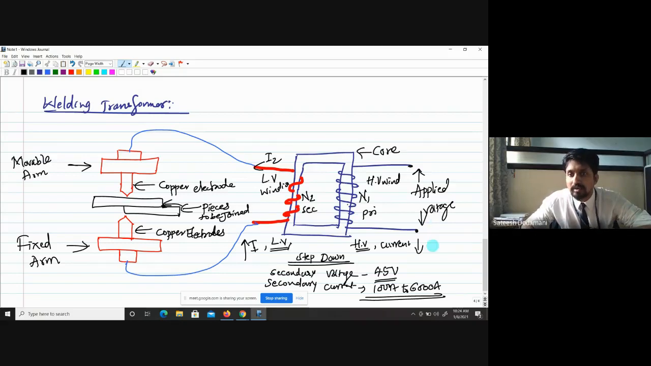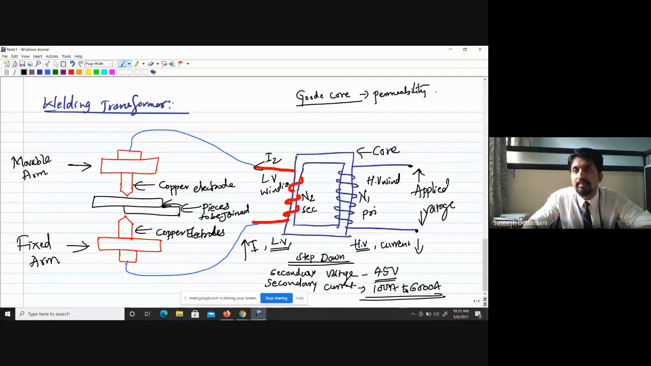Now, from the construction point of view, very good core material will be used. The permeability of the core should be high, sorry, not less, it should be very high, so that maximum flux links. Whatever flux is there should link with the secondary coil, so a very good core with very high permeability will be used so that flux is maximum linked to the secondary winding.